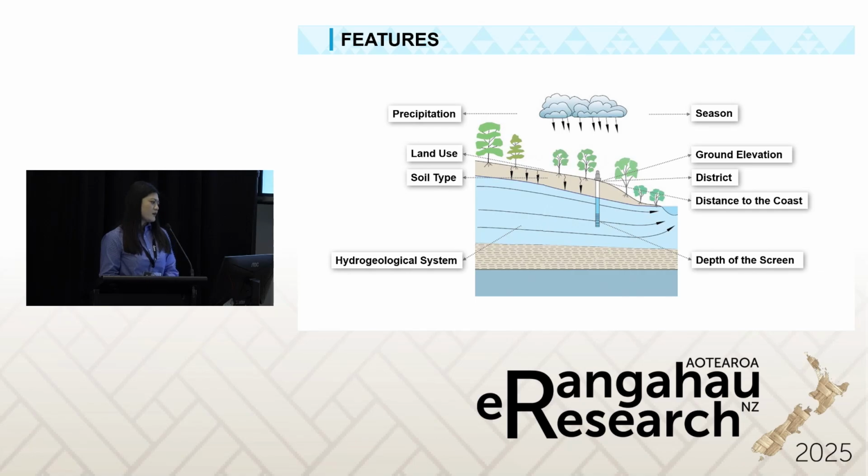And here they are. We'll include precipitation and different types of land use, soil, and the hydrogeological system. We also include the seasons to account for the various patterns of the concentration under each season. And we also include some geographical features, including the ground elevation, the district of each well, and the distance from the well to the coast. And also the depth of the screen. The screen is the bottom part of a well that allows groundwater to come in.